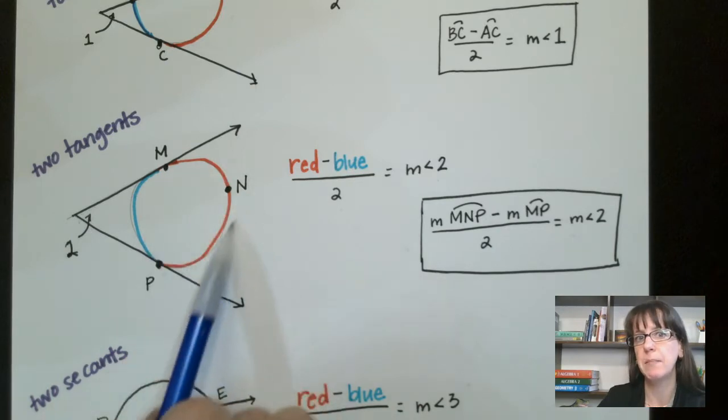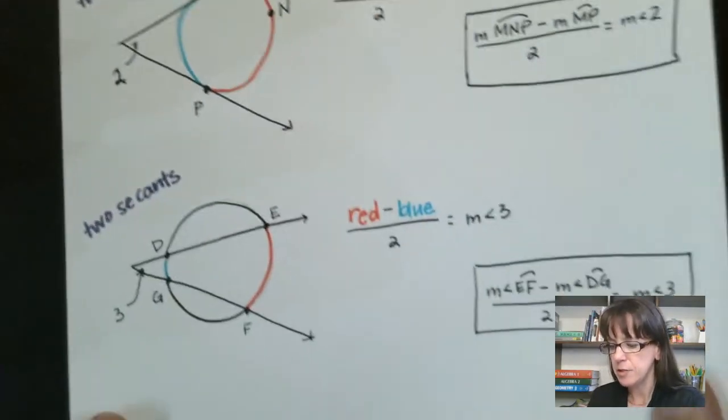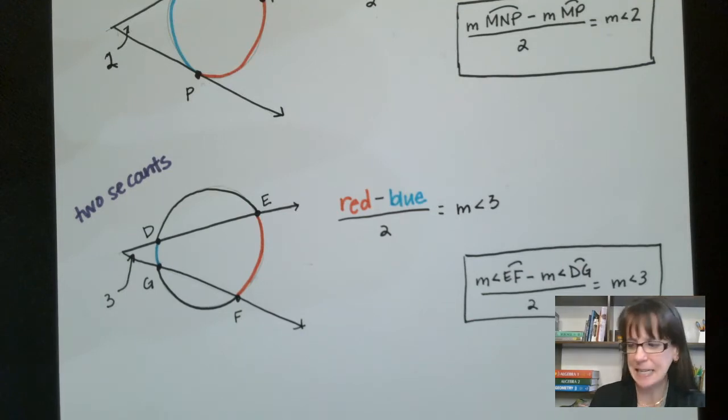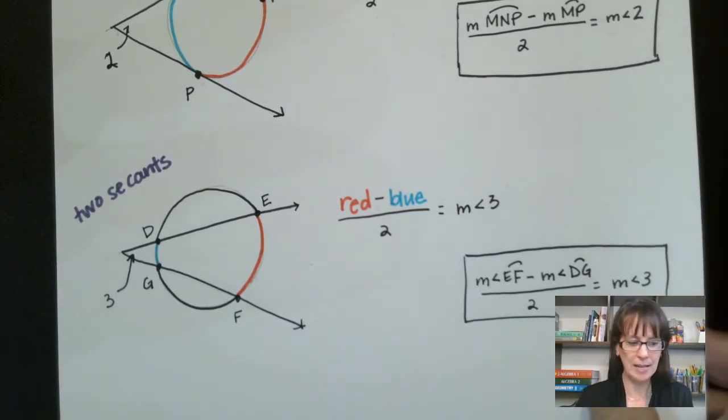The measure of angle MP. You get the idea. And then if we have two secants, so two lines that are going through, same idea. We take this big arc minus this one, divide by 2, and we get this angle right in here. So it's all about the same idea. Let's give this some practice then.